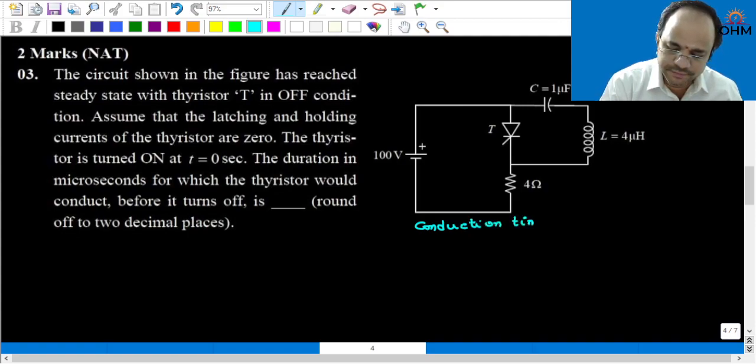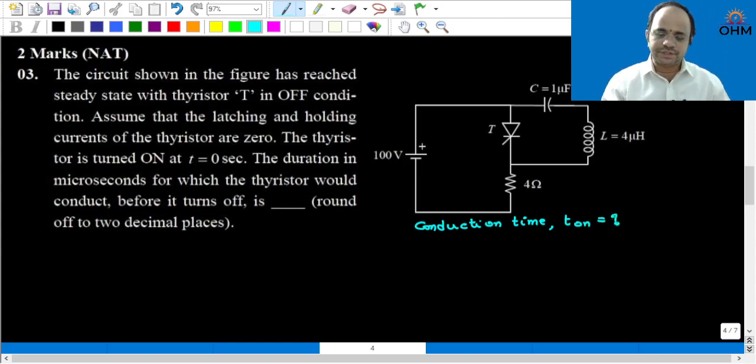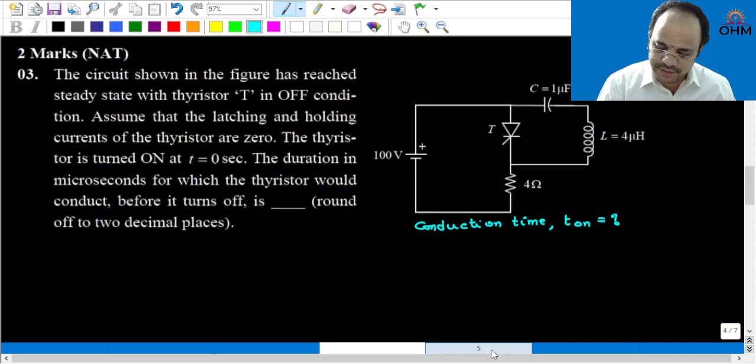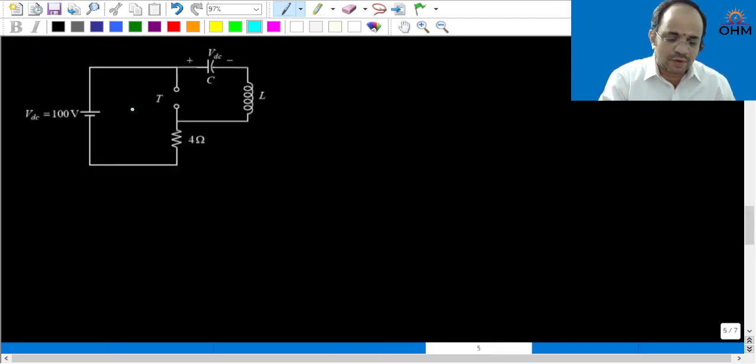Let us say the conduction time is T on. What is T on? How much time the SCR will be in the conduction state. Now, let us assume that initially this thyristor is in the off state, therefore the capacitor will be charged to source voltage as shown in this figure, with this polarity.